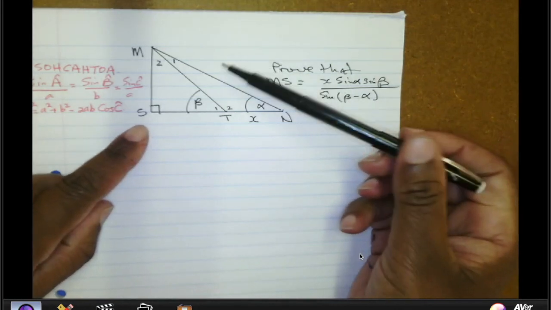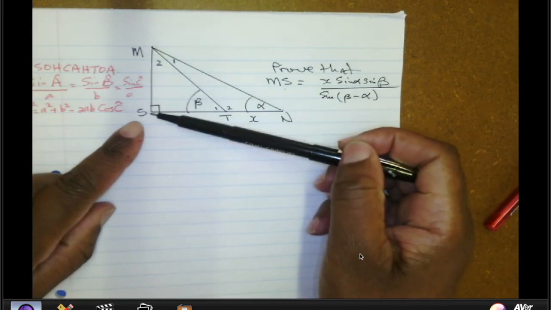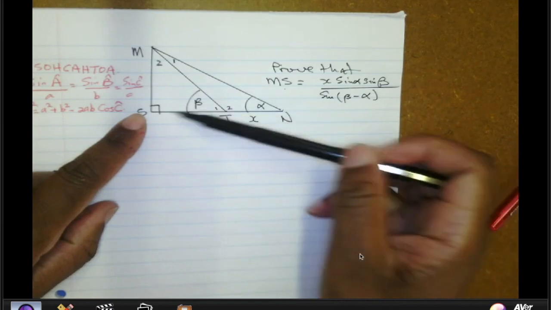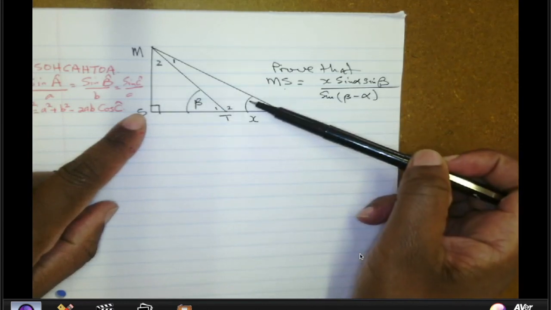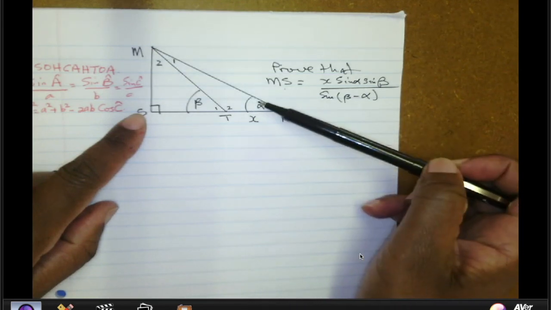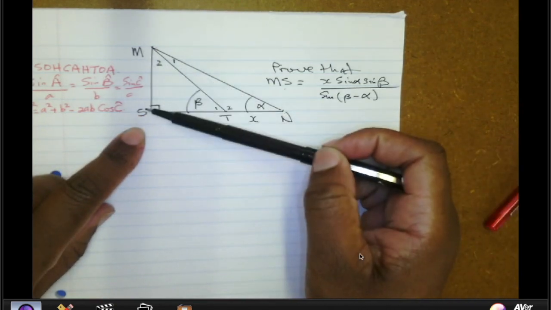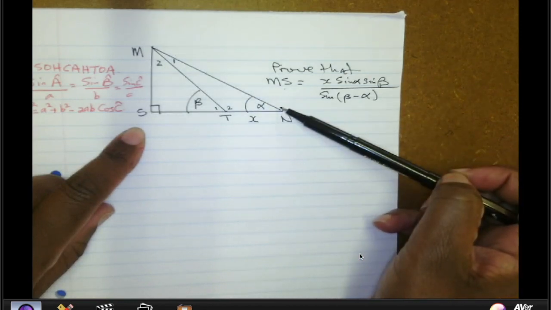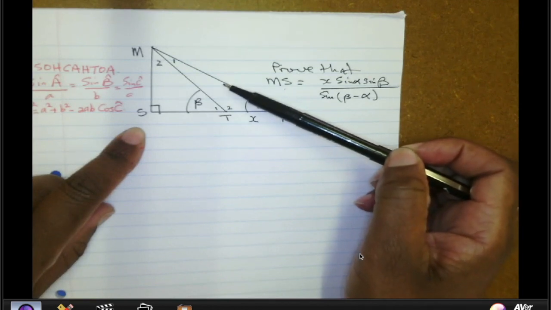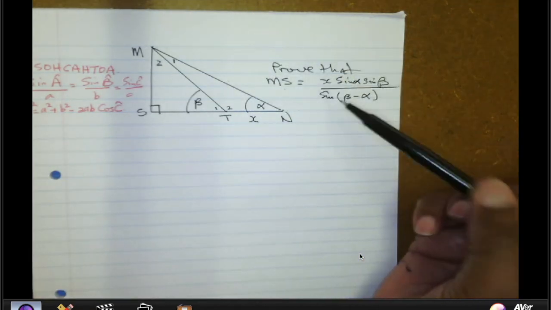And I'm asking myself, what do I need in order to find the length MS? If I'm given that this angle is alpha, and I'm given that this is 90 degrees, the only thing that I need now would actually be to find MN. Because then I would say, to find MS, sine of alpha is equal to the opposite side, which is MS, divided by MN. So I really need to find MN. But in order for me to find MN, I may need some other things as well. So maybe let's think step by step like that.